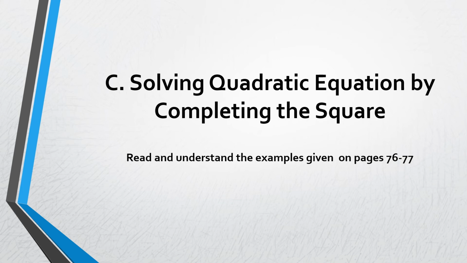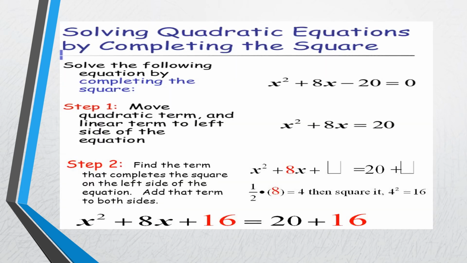Number 3, ways how to solve quadratic equation by completing the square. Read and understand the given example on pages 76 to 77. These are the different ways or steps how to solve quadratic equation by completing the square. Given x squared plus 8x minus 20 is equal to 0.